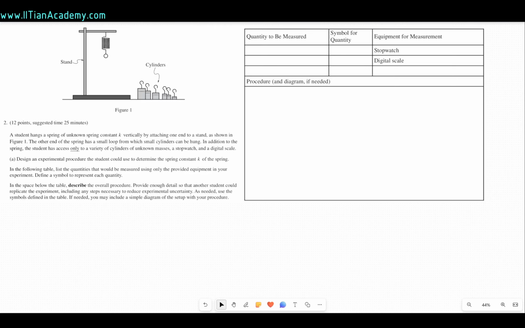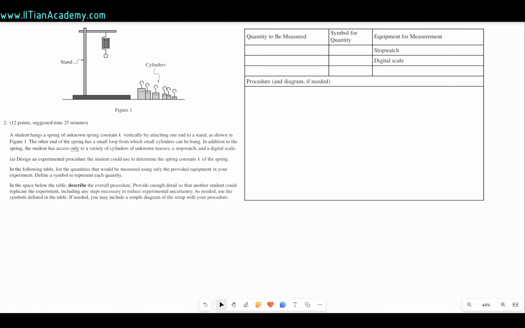So in question 2, we are given an experiment. We are told a student hangs a spring of unknown spring constant K vertically by attaching it to a stand, and then we can attach small cylinders to the end of it. We'll only have a variety of cylinders with unknown masses, a stopwatch, and a digital scale. We need to design an experimental procedure that we could use to determine the spring constant K of the spring.